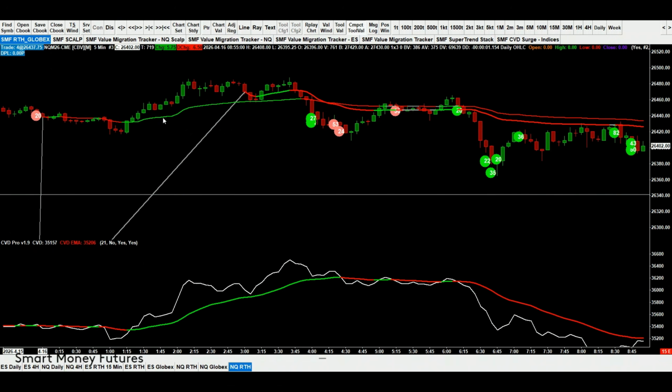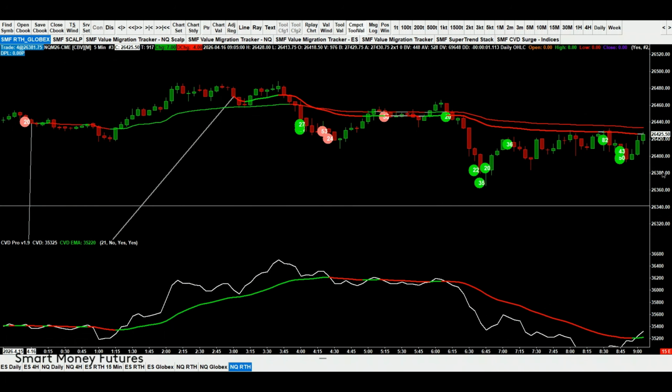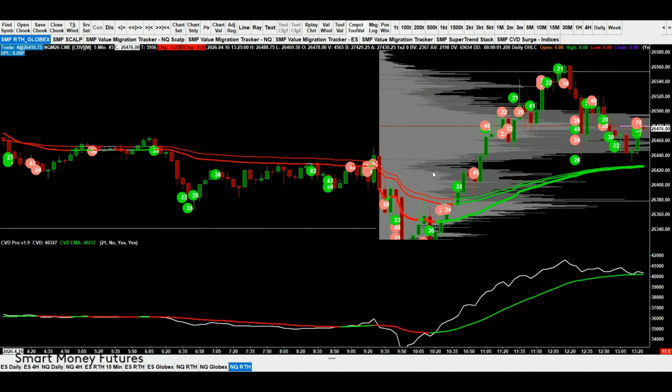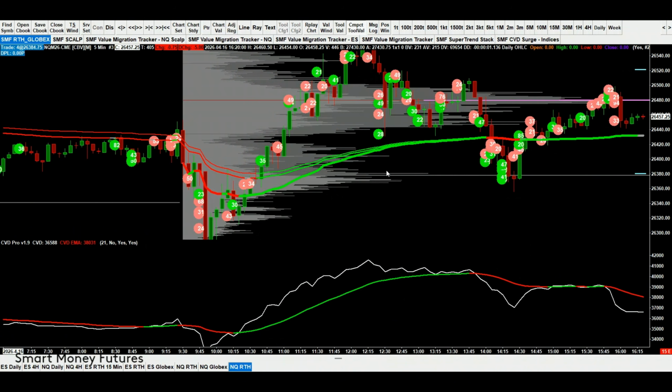The second mistake is using CVD in the middle of value. Inside value, price often rotates. Both sides participate. Aggression can flip back and forth without producing a clean opportunity. That is why mid-range CVD signals are often low quality.